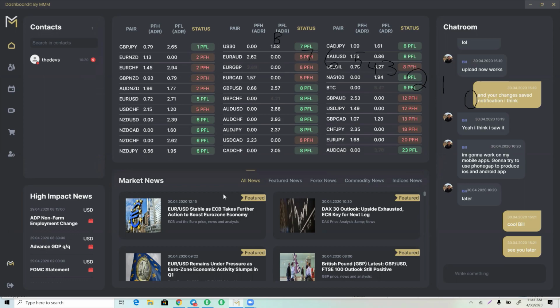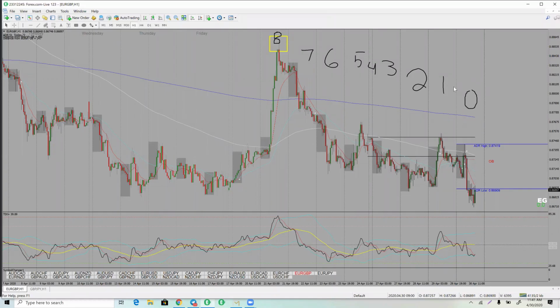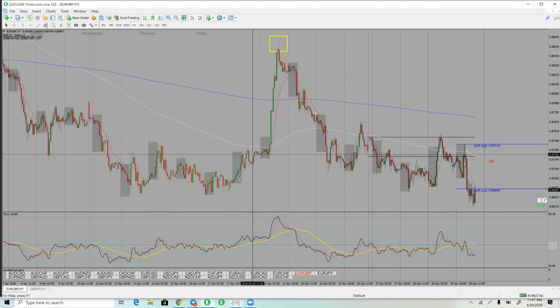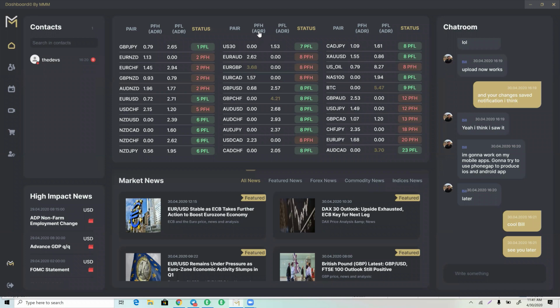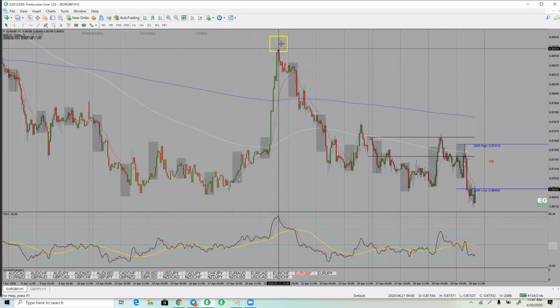Let's come back one more time to the platform. 0, 1, 2, 3, 4, 5, 6, 7, 8, and it's the highest point. Let's clear all the drawings, and from the very top of the peak formation, we have come down 3.68 ADR to where current price is. Remember, this number, the peak formation ADR, is 3.68.